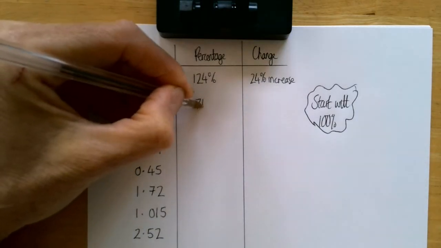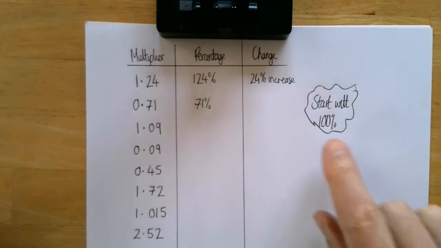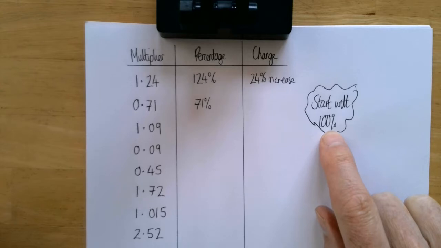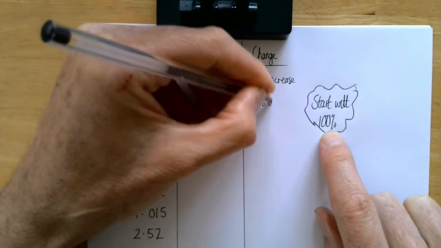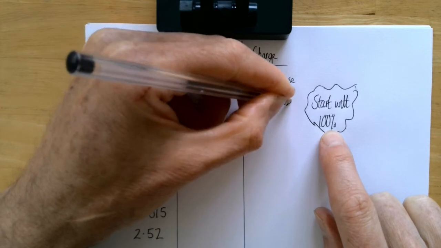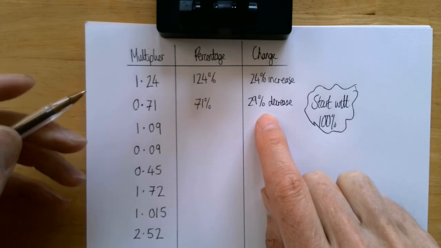0.71 as a percentage is 71%, but that's not a 71% decrease, is it? Because you've started with 100%. So it's a 29% decrease. So a multiplier of 0.71 is how you calculate a 29% decrease.